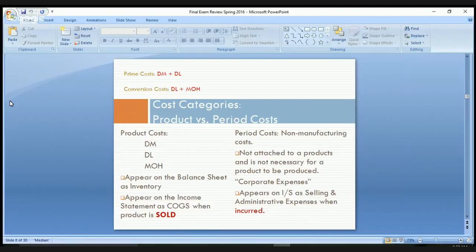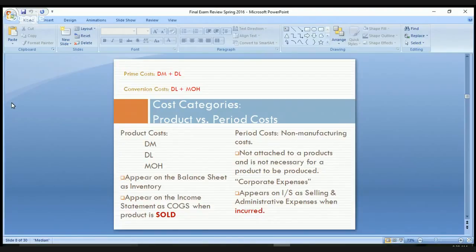Now, product costs include direct materials, direct labor, and manufacturing overhead. They appear on the balance sheet as inventory and appear on the income statement as cost of goods sold when the product is sold.